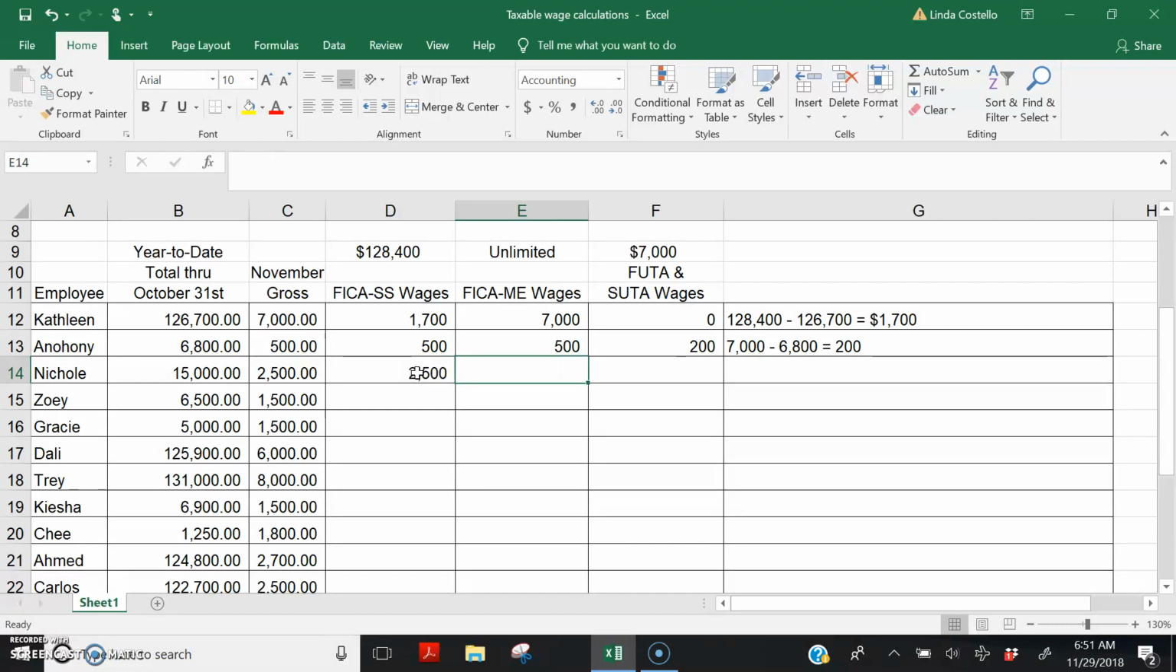There is no limit on wages subject to FICA Medicare tax, so all $2,500 of Nicole's November salary is subject to FICA Medicare tax. Put $2,500 in that column.